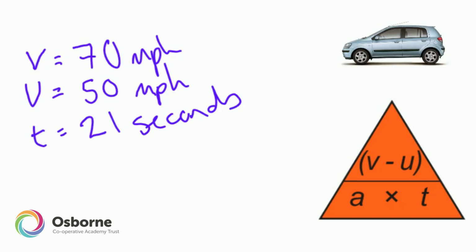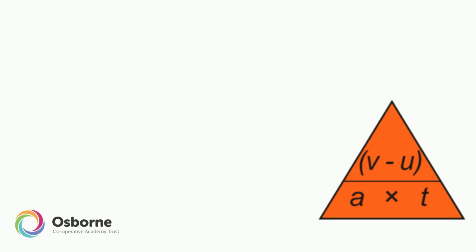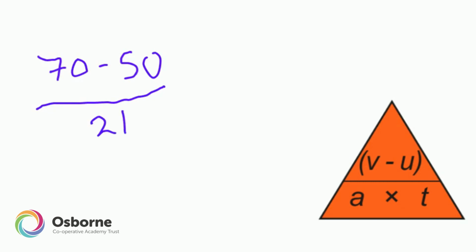So what do I need to do with this equation to work out the acceleration from that point of my journey? I need to do v minus u, which would be 70 minus 50, and then I would need to divide all of that by the time it took, which was 21 seconds. Now if I do that calculation, I end up with the answer of 0.95. Now we need to understand what that number means.